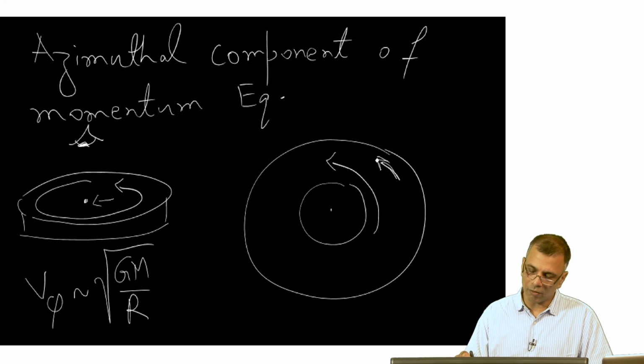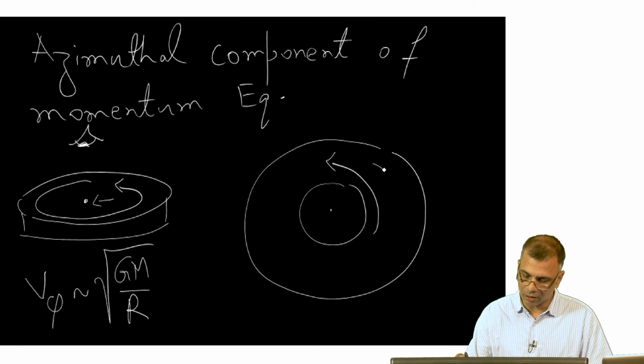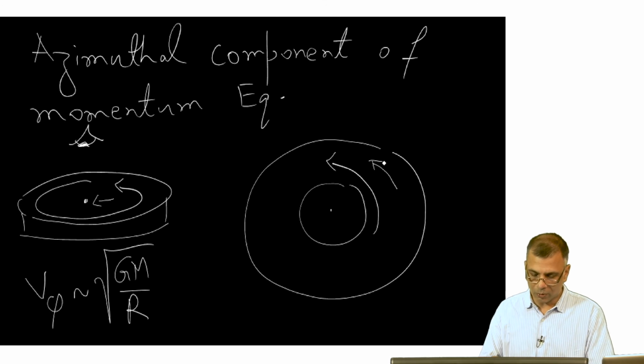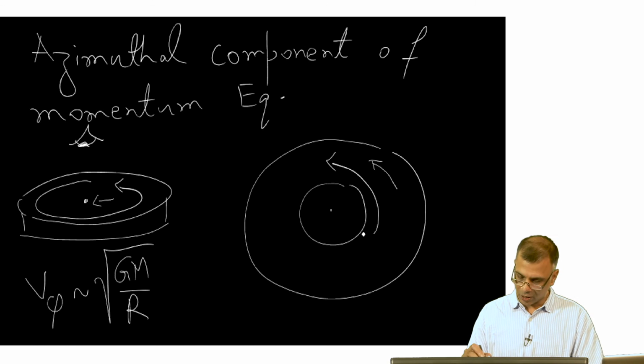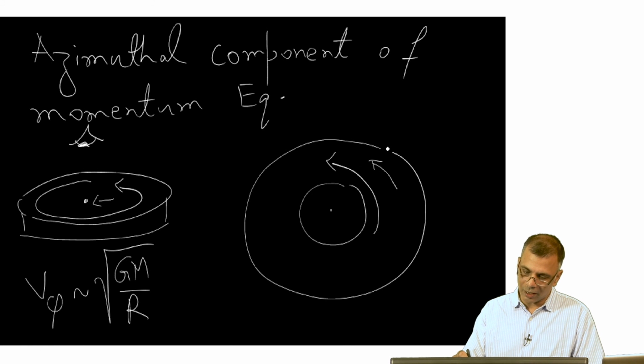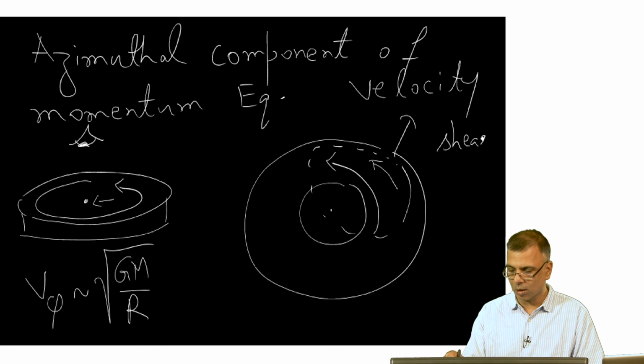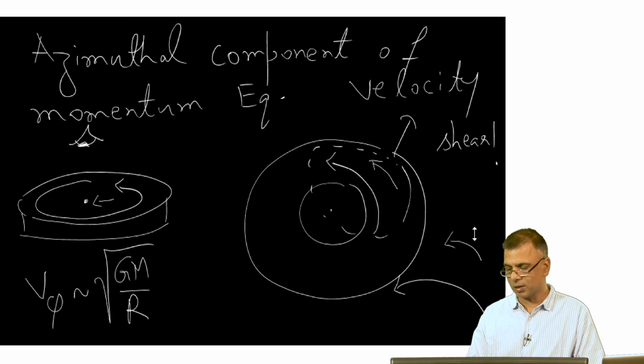You agree? So the length of the vectors, maybe I should draw this a little better. The length of the vectors are such that at smaller radii, because the r is in the denominator, matter is swirling around faster than it does at larger radii. Now what is this telling us? This entire thing points to the fact that there is a velocity shear. The fact that you have a smaller velocity there and a larger velocity here. Okay, this is nothing but shear.